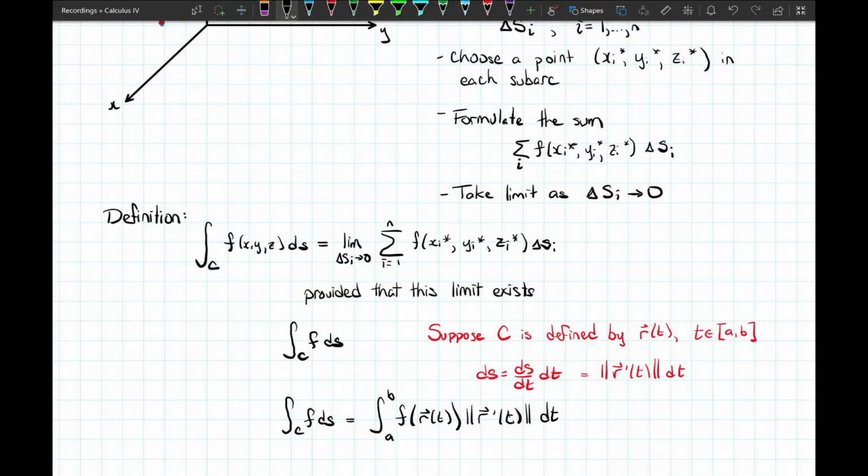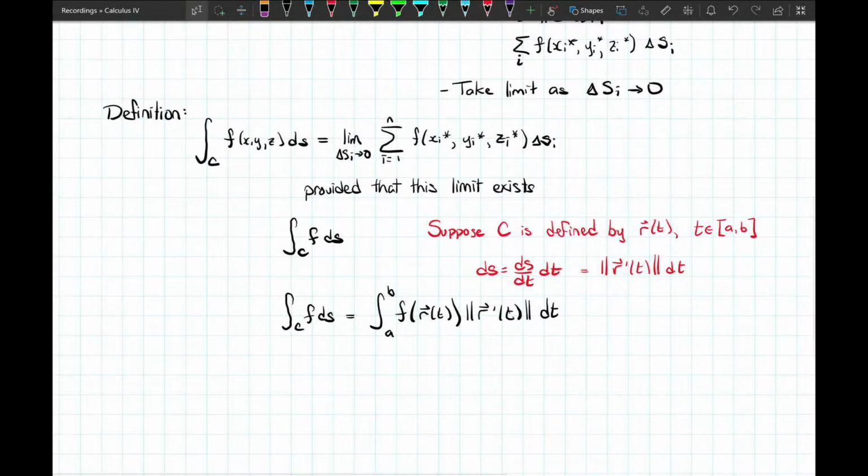And this becomes a nice definite integral with a single variable t. Now, what about in the case where we have, let's say, exactly the function of x, y, z? Another way that we could write this is to start off by replacing x with its parameterization in terms of t, replace y with its parameterization, and z with its parameterization, all given by the curve.